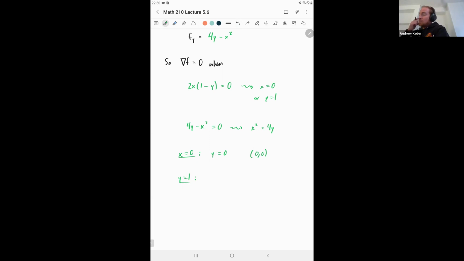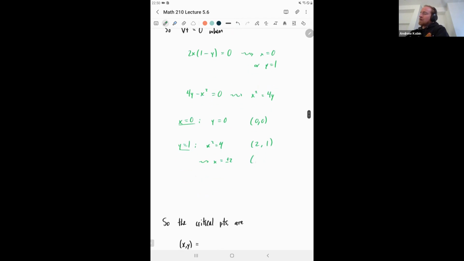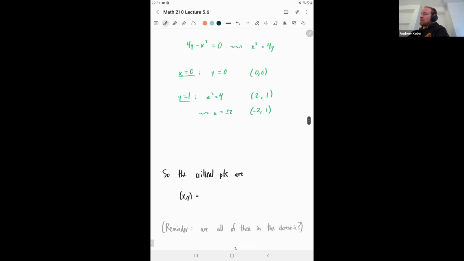On the other hand, if y equals 1, then we get the expression x squared equals 4, which has 2 solutions, x equals plus or minus 2. So in this case, we get 2 more points. The x coordinate can be positive 2 and the y coordinate is 1, or the x coordinate could be -2 and the y coordinate has to be 1. These are all of the 3 critical points we've determined: (0, 0), (2, 1), and (-2, 1).